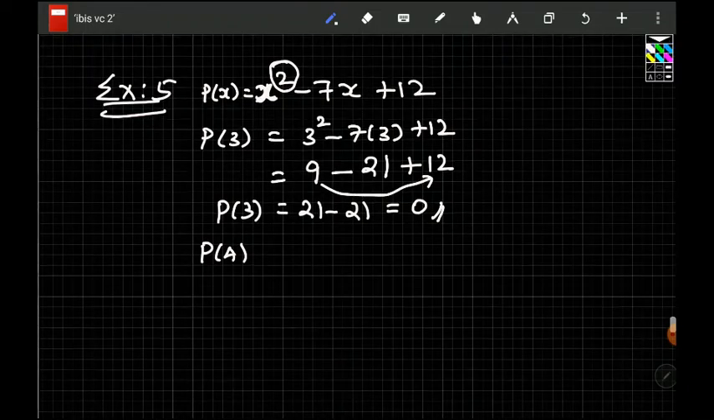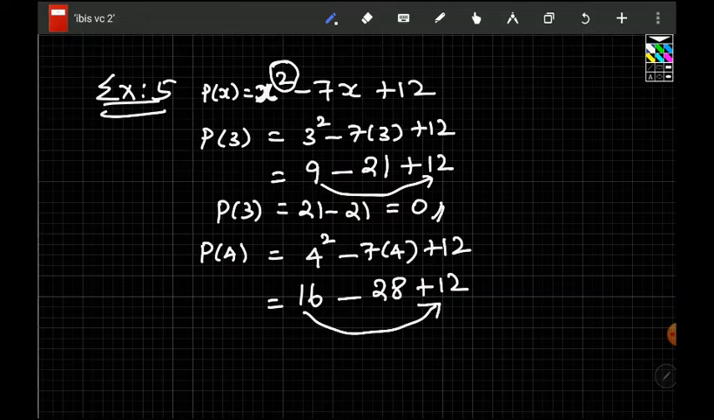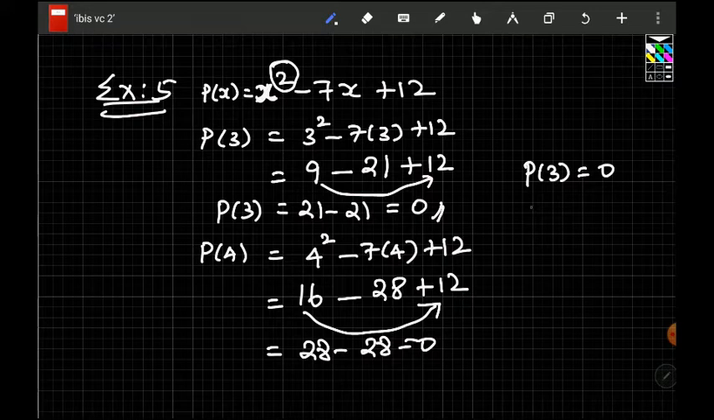What is P of 4? By substituting x with 4: 4 square minus 7 into 4 plus 12. 4 square is 16, minus 7 into 4 is 28, plus 12. 16 plus 12 is 28, 28 minus 28 is 0. There are two values. P of 3 is equal to 0. P of 4 is also equal to 0. You see this, when the degree is 2, you get two zeros for this polynomial.